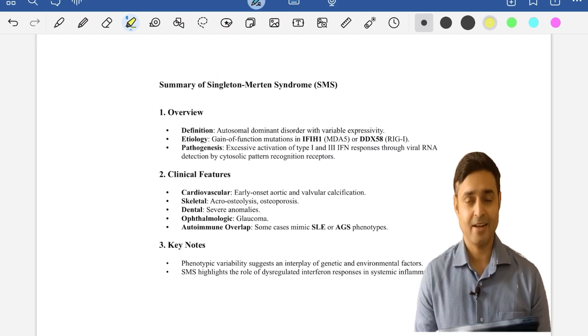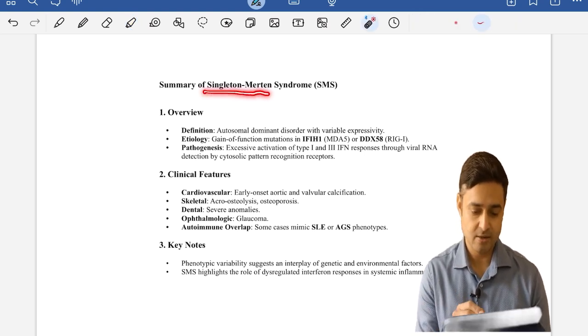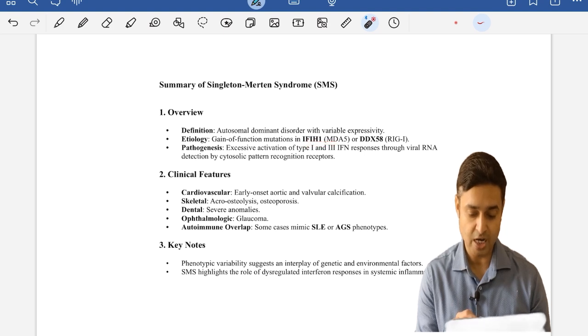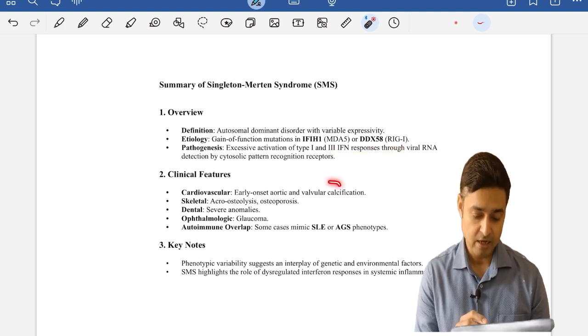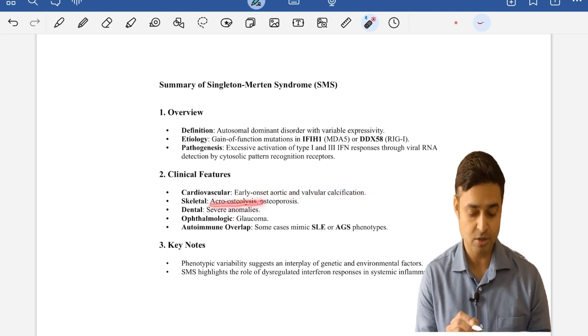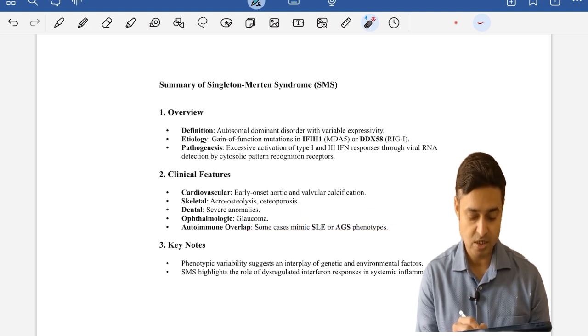Okay, again, the next disease in the spectrum is SMS. This is actually Singleton-Merten syndrome. So this is autosomal dominant. This is a gain of function mutation in the IFIH1 gene. Pathogenesis: excessive activation of type 1 or type 3 interferon response. Clinical features: early onset aortic and valvular calcification, which is very important, acro-osteolysis, glaucoma, and this may mimic SLE or AGS phenotype.